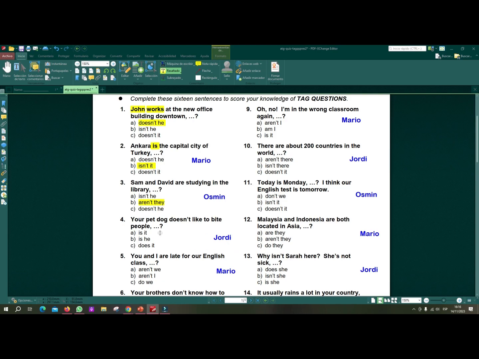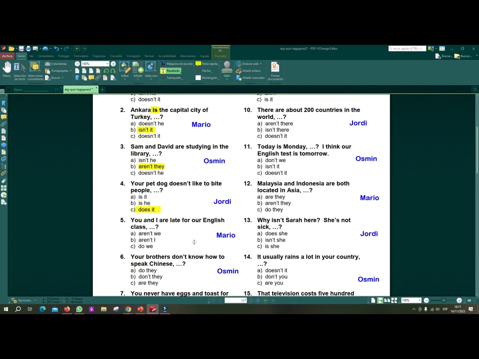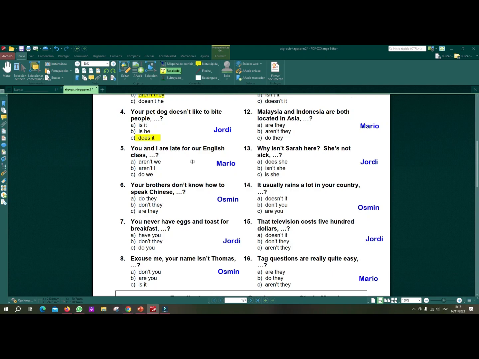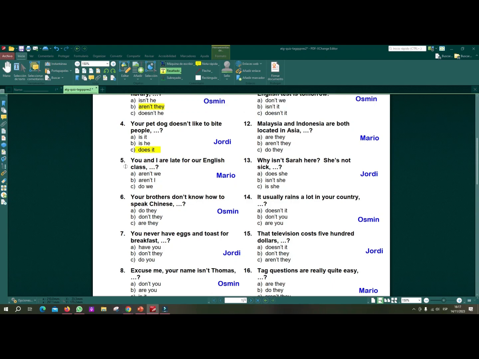Mr. Jordi. Read it and tell me the answer. Number 4. The dog doesn't like to bite people. Okay. Letter C. Excellent. That's it. Nice. Thank you. What about 5, Mr. Ma? Read the whole sentence. Aren't we? Yes. So you and I are late for our English class. Aren't we? Nice. That will be that one.